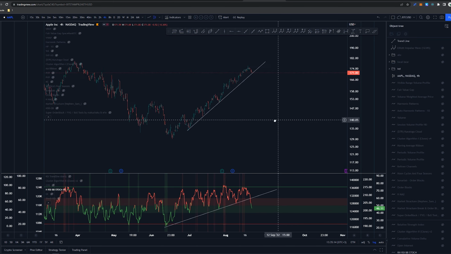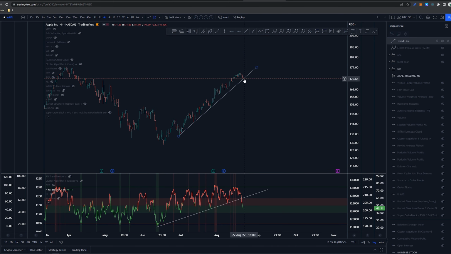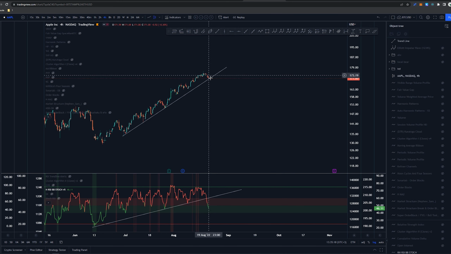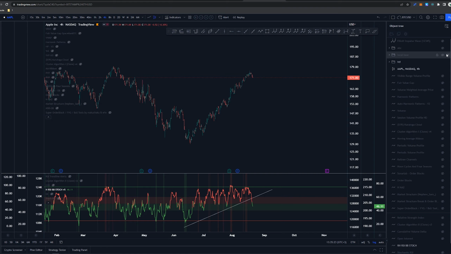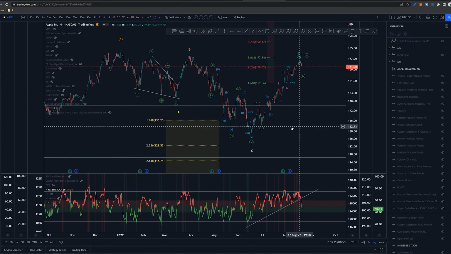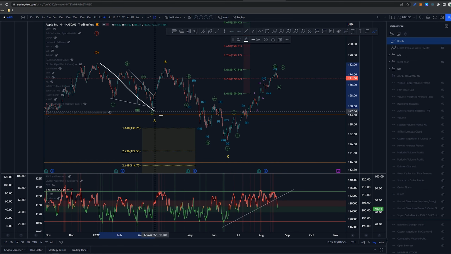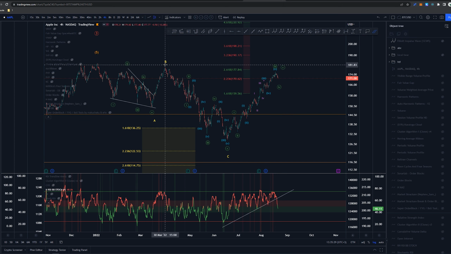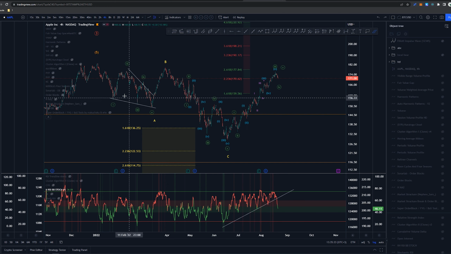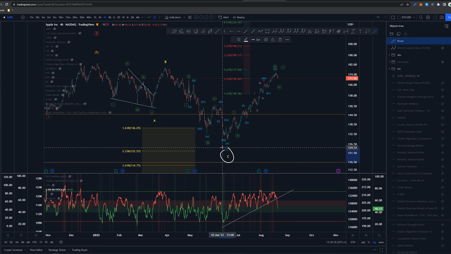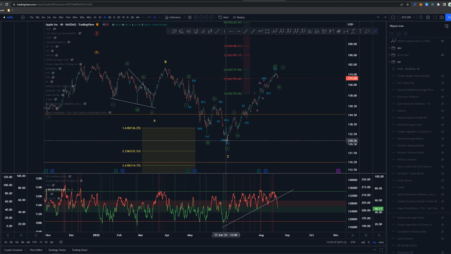We have not broken the trend line on the price, but I would expect this to do so in the very short term. The other idea overall is that we have this as an A, B, and then C. It can be labeled as 1, 2, 3, 4, and 5 as well. So this C would top the pattern down here.